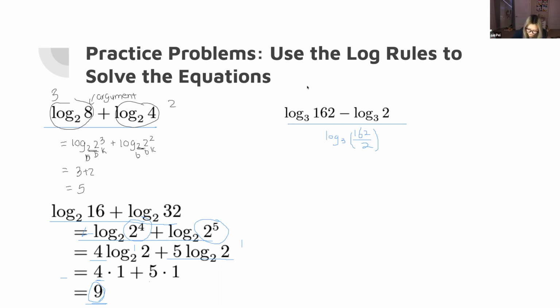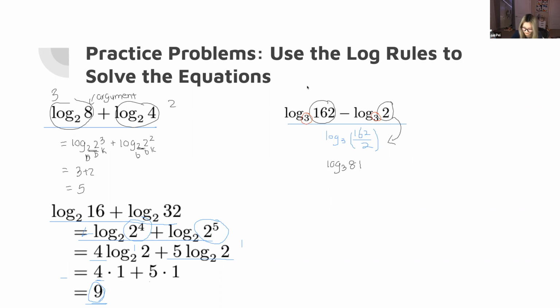Tracy already set it up for us. So we will just continue solving. We'll get log base 3 of 81, because 162 divided by 2 is 81. So realize how Tracy moved these two numbers into this fraction. You can only do this if you have the same base over here, like 3 and 3. If you have different bases, you cannot do it. It's illegal. You have to make sure it's the same base.